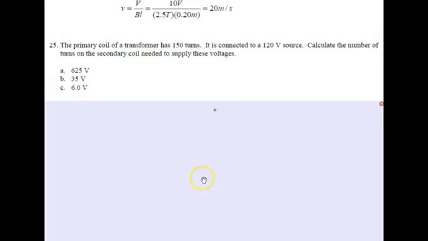The primary coil of a transformer has 150 turns. It's connected to a 120 volt source. Calculate the number of turns on the secondary coil needed to supply these voltages. And they want 625, 35, and 6.